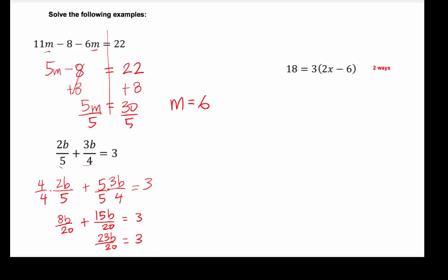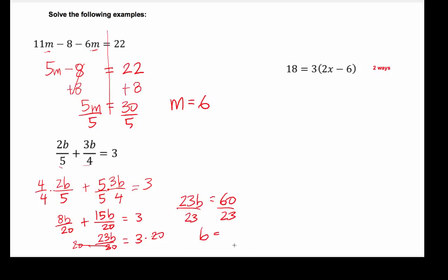So we're left with 23b over 20 equals 3. Trying to isolate b, divided by 20 here, so we need to multiply both sides of our equation by 20. 20s will cancel on the left. So we're left with 23b equals 60. Divide both sides by 23.